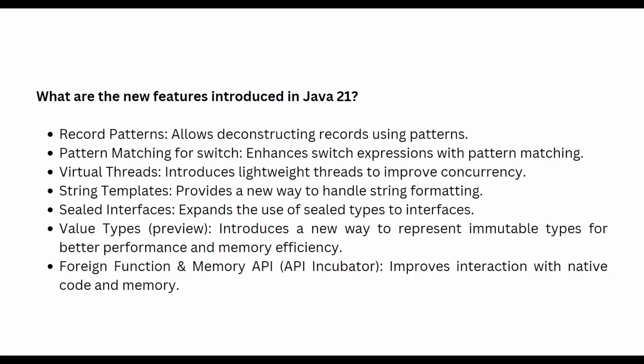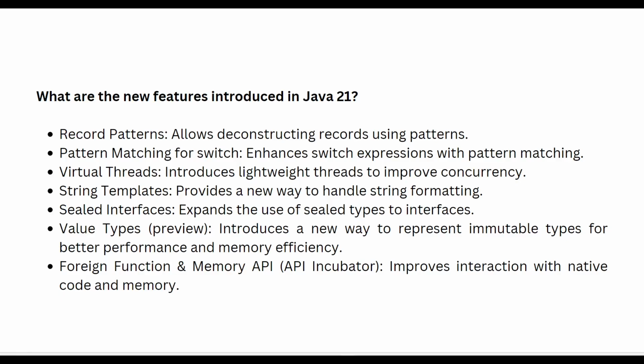So the very first question is, what are the new features introduced in Java 21? Talking about the first feature, it is record patterns. Records were actually introduced in Java 14 as a preview feature, and in Java 16 we officially got that feature. Records were a way to model immutable data in a concise and readable manner.